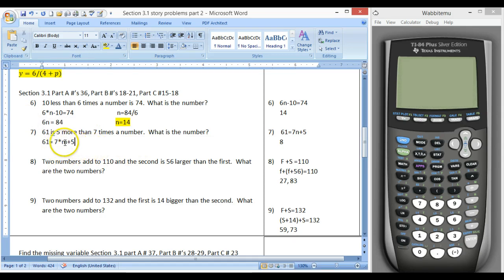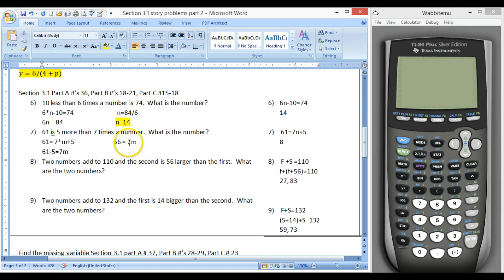So I have 7m plus 5 and I want to isolate the m. So I'm going to subtract 5 from both sides. 61 minus 5 equals 7m. And subtracting 5 from the right side cancels it out. There we go. So 61 minus 5 gives me 56 equals 7m.